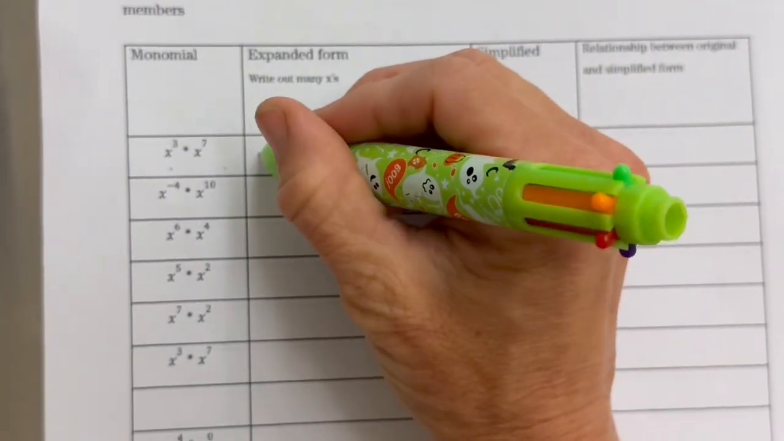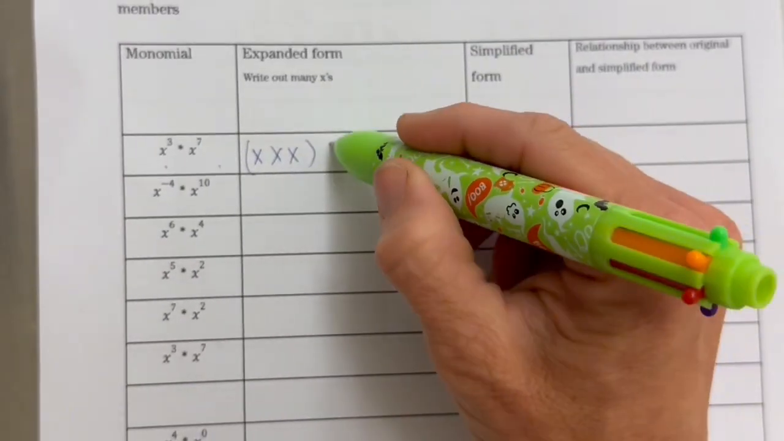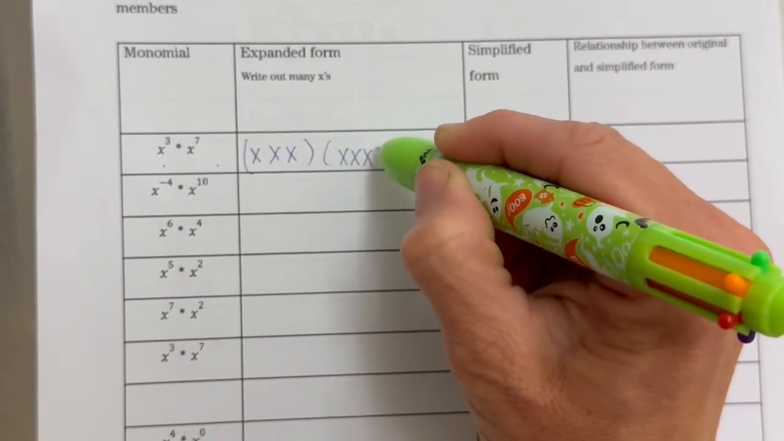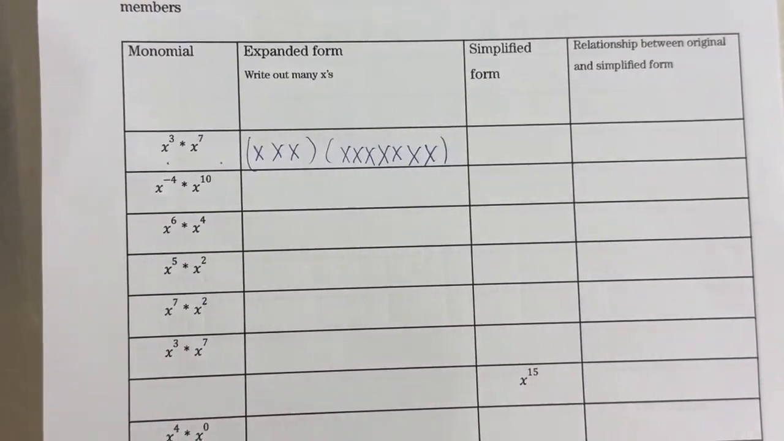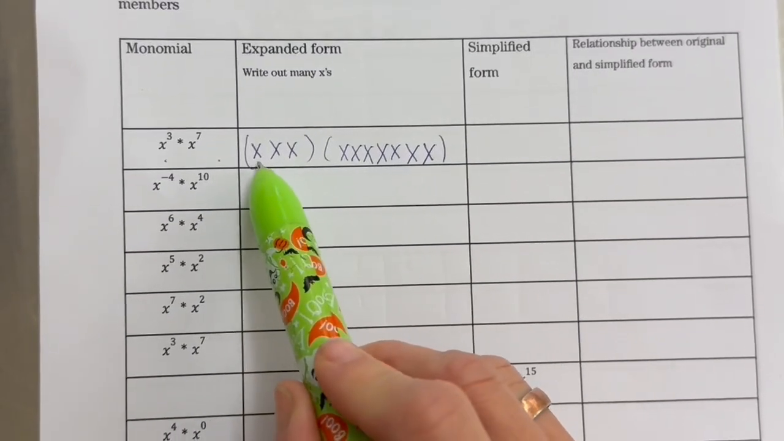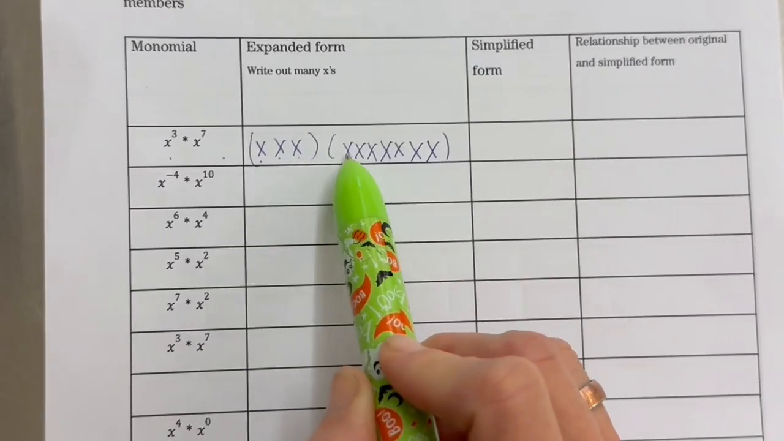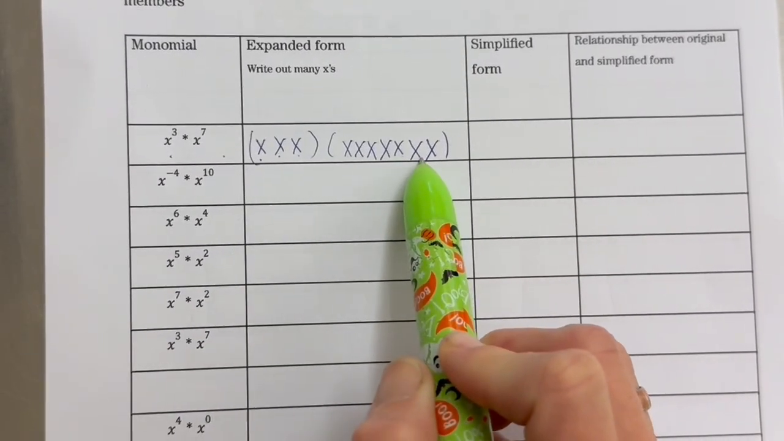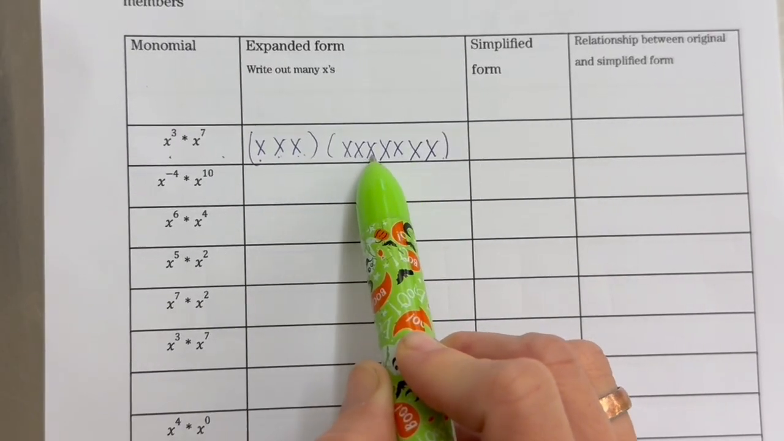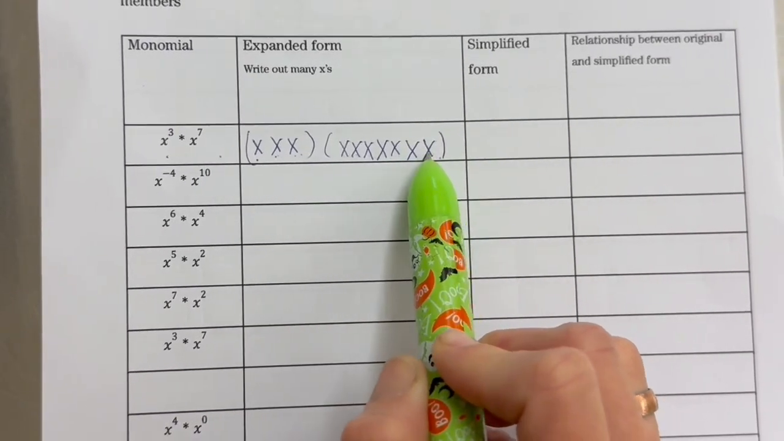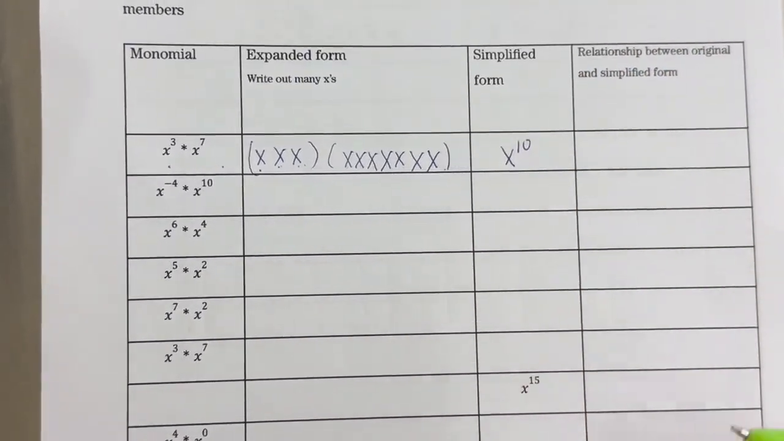This is gonna be x to the 3rd, 1, 2, 3, and then x to the 7th, 1, 2, 3, 4, 5, 6, 7. And then if we're looking at the simplified form, let's see, there's 1, 2, 3, and then 1, 2, 3, 4, 5, 6, 7. So wait, 1, 2, 3, 4, 5, 6, 7, 8, 9, 10. That means the simplified form is x to the power of 10.